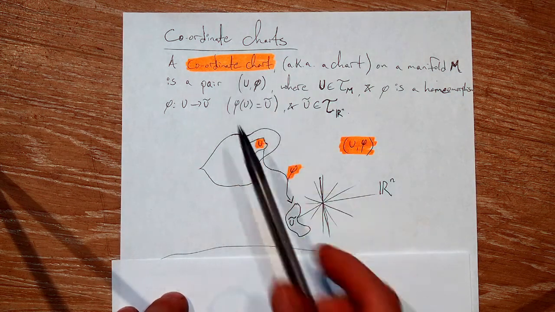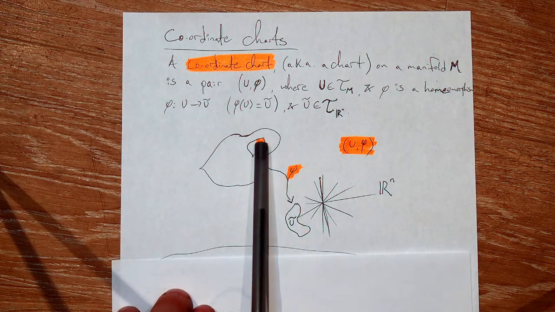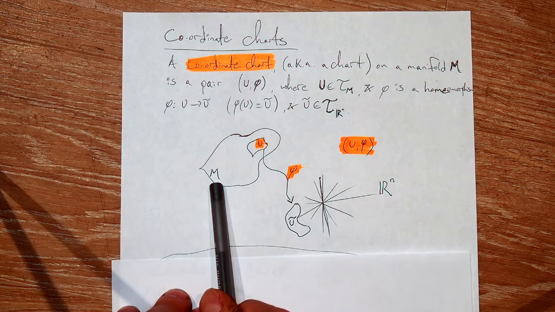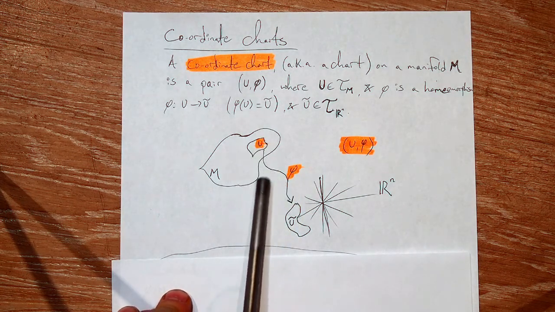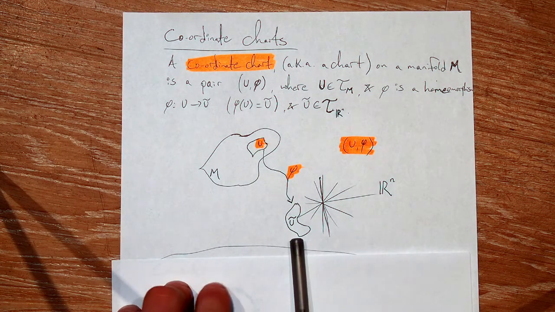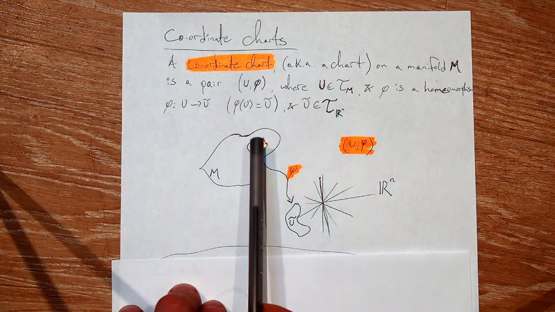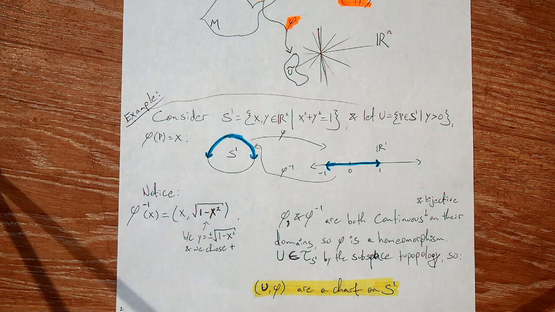So what is the coordinate chart? It's two things. It is some open set on our manifold, and this map that takes U down to Rn, and it spits out an open set. So this pair here is a coordinate chart. What do they look like? So here I have an example.